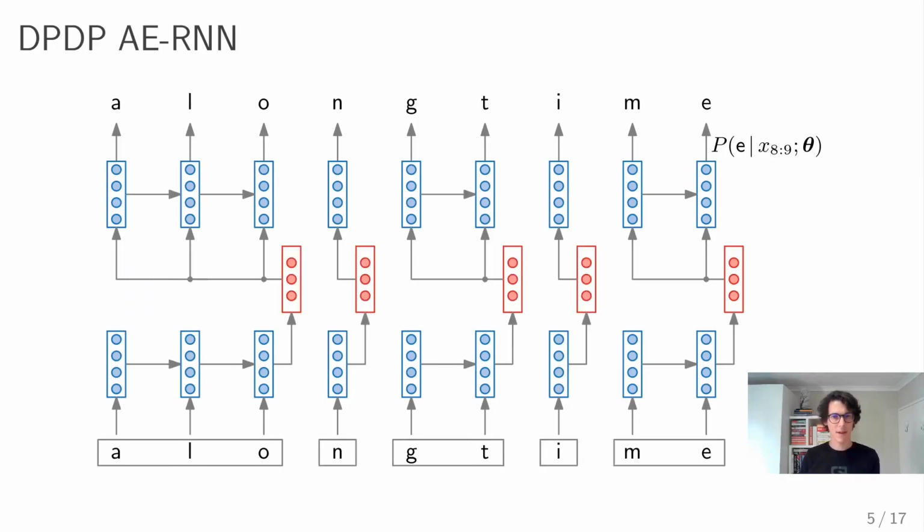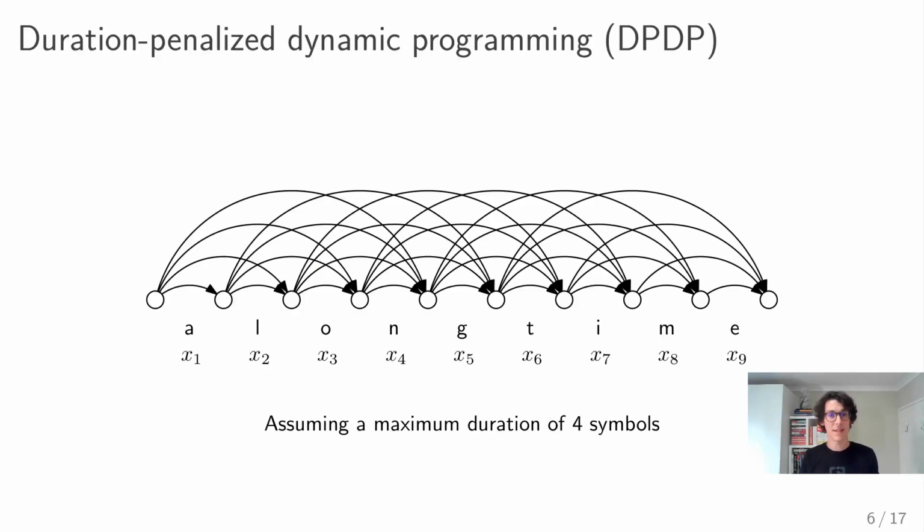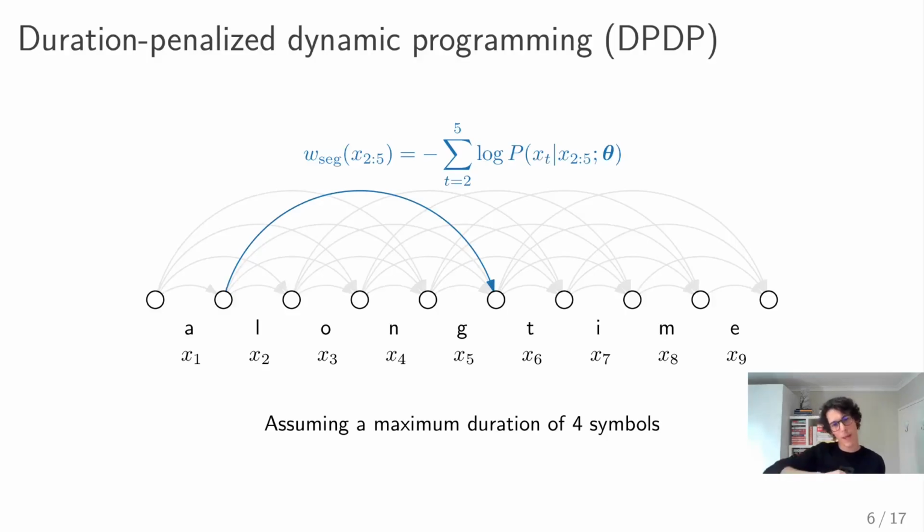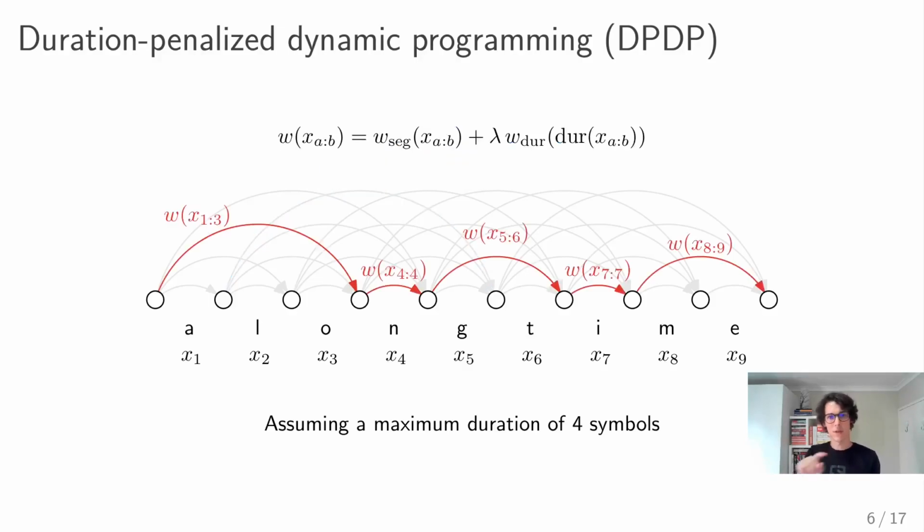Okay, so the segmentation is basically the same as finding the shortest path through a directed graph. If we assume a maximum duration of 4 symbols, so your longest word can be 4 symbols, then the graph actually looks like this. Each of the edges in the graph has a weight that you get from the AE-RNN. So we use the negative log likelihood for that edge weight. But we also add the duration penalty to each of the edge weights. So that's where that W duration comes from.